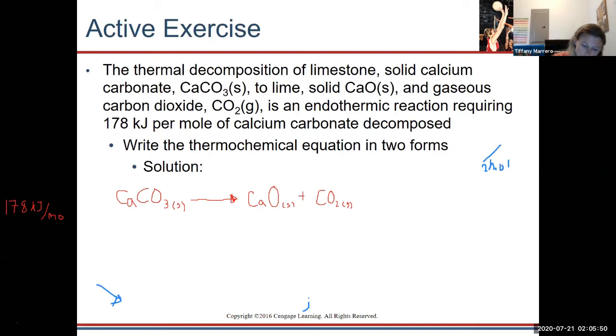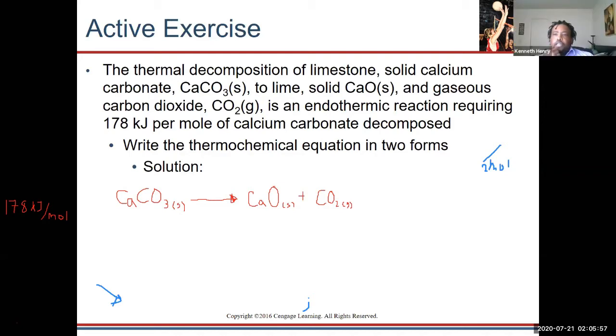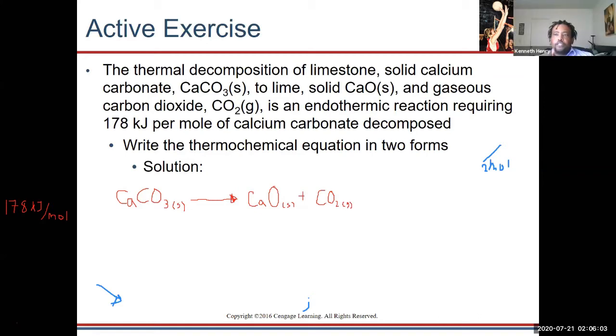So I would put calcium carbonate, right? After this. Yeah, it would be kilojoules per mole calcium carbonate. Because we can base it on any of the chemicals in the reaction, right? But we're basing it primarily on the one that we're most focused on, the most important.